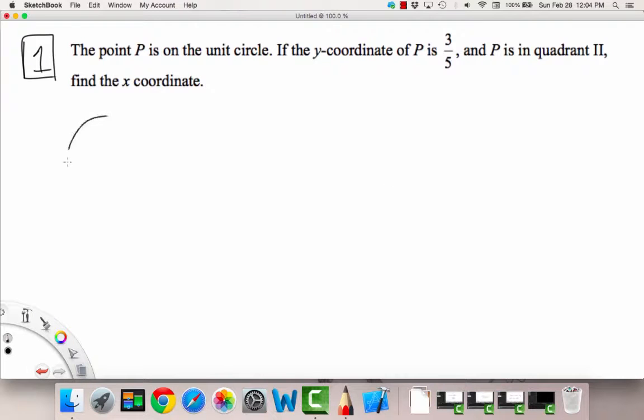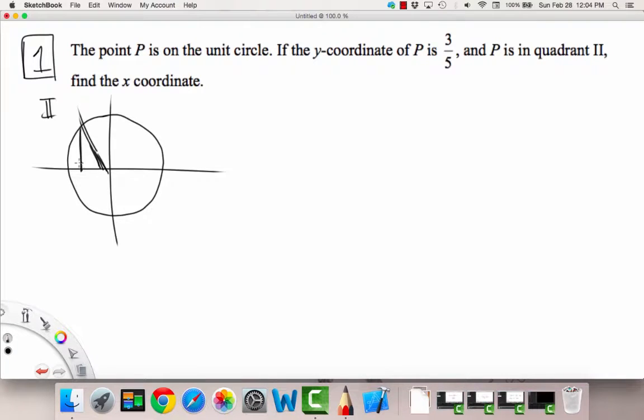Okay, so let's draw some pictures. So we have a circle, right? So let's say this is the unit circle, meaning it has a radius of 1. It says we're in the second quadrant, so over here somewhere, and the y-coordinate is 3 over 5, so maybe it's somewhere here. We can draw a line straight down and make a triangle. So let me just blow up that triangle a little bit. So we have a hypotenuse of 1, because our radius is 1 all the way around.